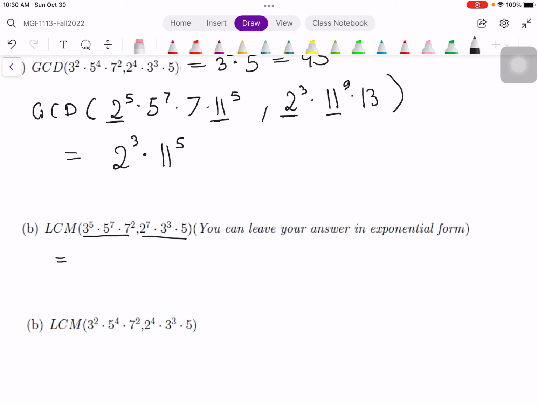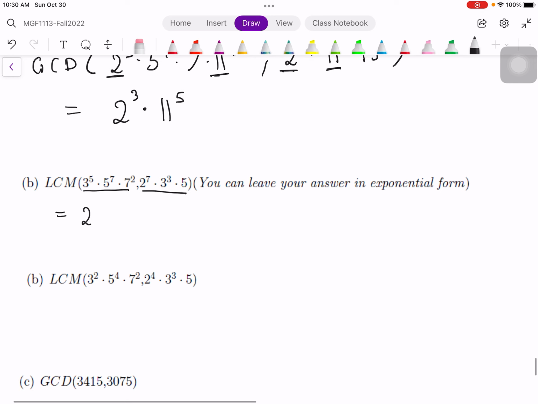And we're looking at the least common multiple of the two numbers. So how does prime factorization help? If you're talking about least common multiple, you list all the prime bases you see in both numbers. So we're not going for common, you list them all.